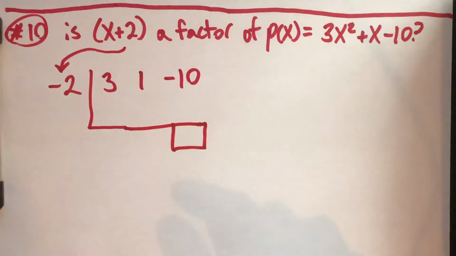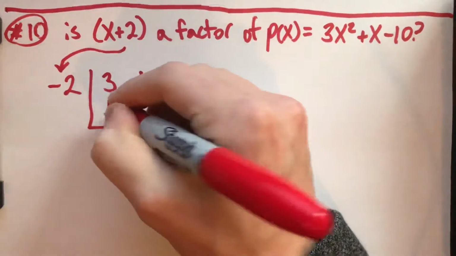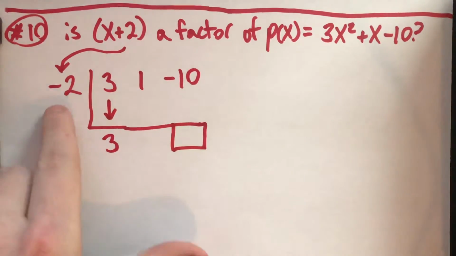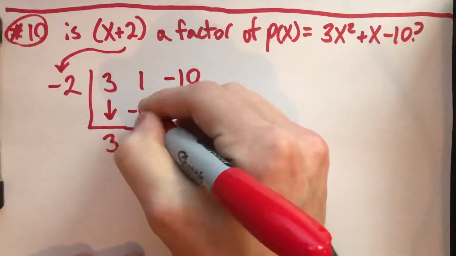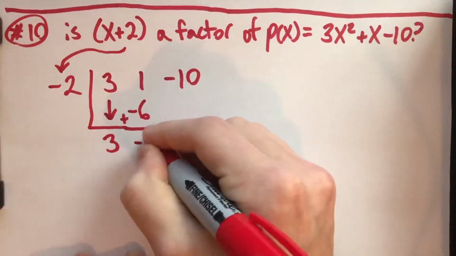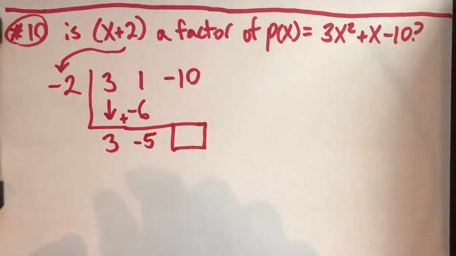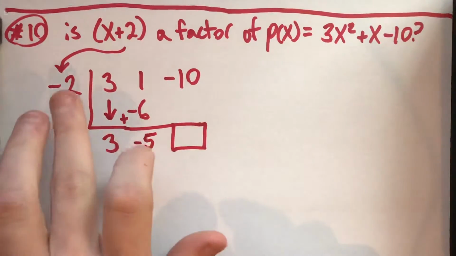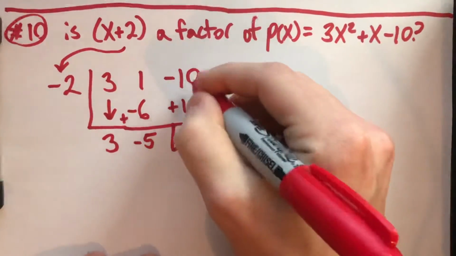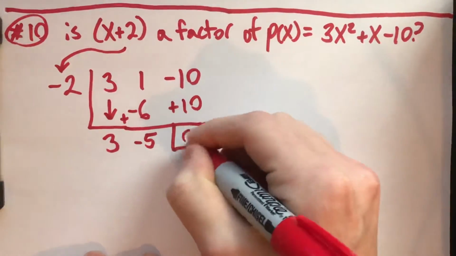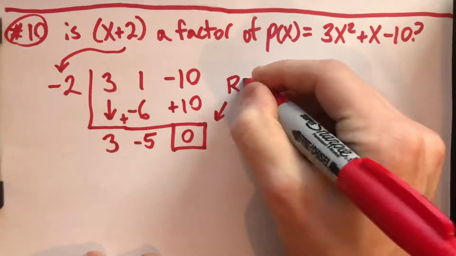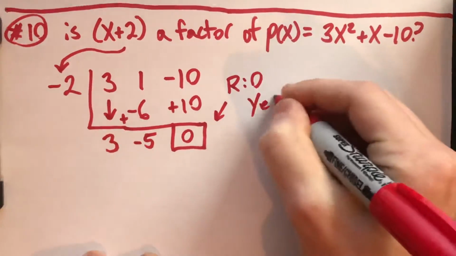And then the process, once again, still the same. Bring the 3 straight down. Take that 3 times negative 2, you get negative 6. Add these straight down. 1 plus negative 6 is negative 5. Take that negative 5 times negative 2, you get positive 10. Okay, negative 10 plus 10 is 0. And since my remainder is 0, the answer to the question is yes.